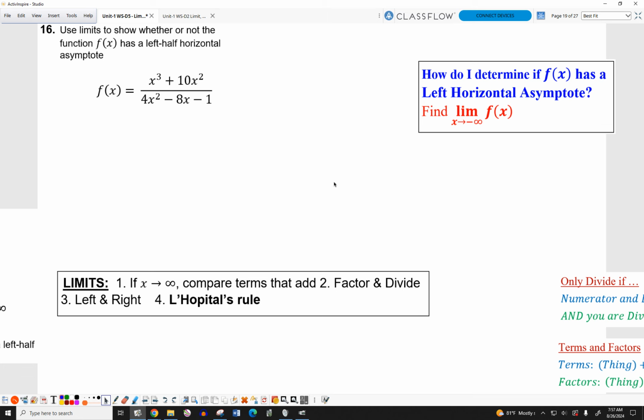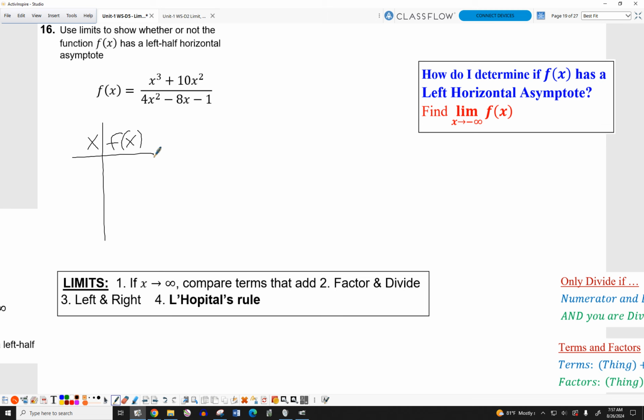This problem is asking us to use limits to show whether or not the function has a left half horizontal asymptote. What that means is, it goes back to the fundamentals again. Think of yourself having a table. So I'm not solving the problem right now. I'm just illustrating the big idea. As always, if you understand the big idea, the steps you use to solve the problem are much, much easier.